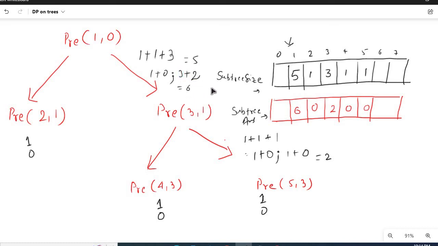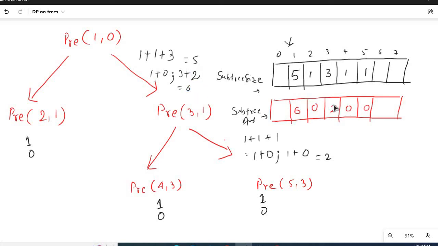3 plus 2. What is 3 plus 2? So 3 is basically the sum of the nodes on the right side. So on the right side, how many nodes are there? On 3, we take it from here. Whatever we calculate on the previous step, we use on the next step. So 3 is the sum and 2 is coming from the subtree answer of 3. So subtree answer of 3 is 2. So we take it from there.